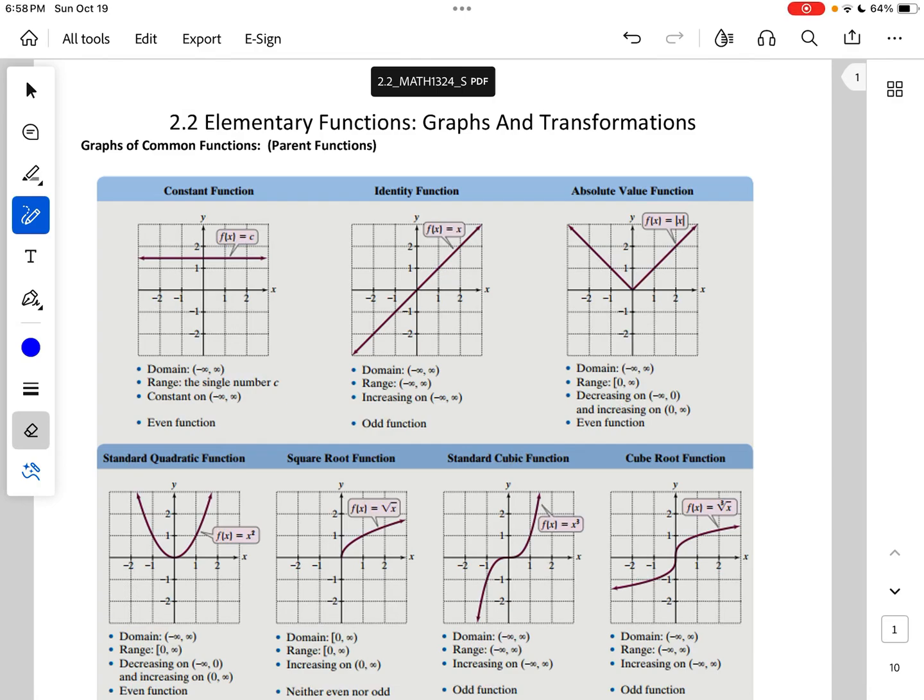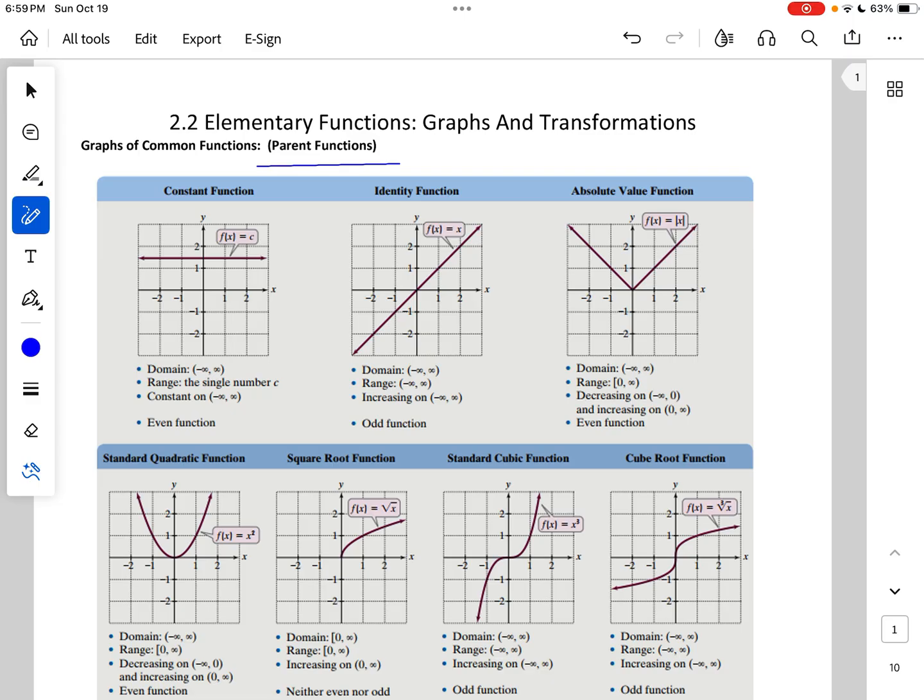Okay, welcome to lesson 2.2 where we'll be discussing just elementary functions, basically their graphs and transformations. So we're going to be going over what we call elementary functions, or in other words, parent functions. Okay, so first one is of course our constant function. It's just a horizontal line where y equals a certain number.